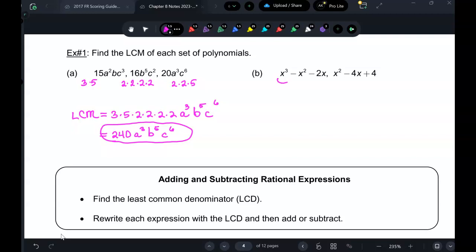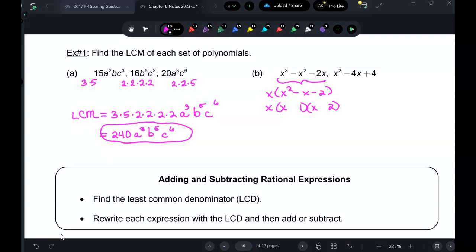Take a look at this one. Let's factor this. What can I take out of each of these first? I can take out an x. And then I have x squared minus x minus 2. So that's going to be x minus 2, x plus 1. Listen, guys, if it has a 2, the only way I can get a 2 here is by one of these being a 1.